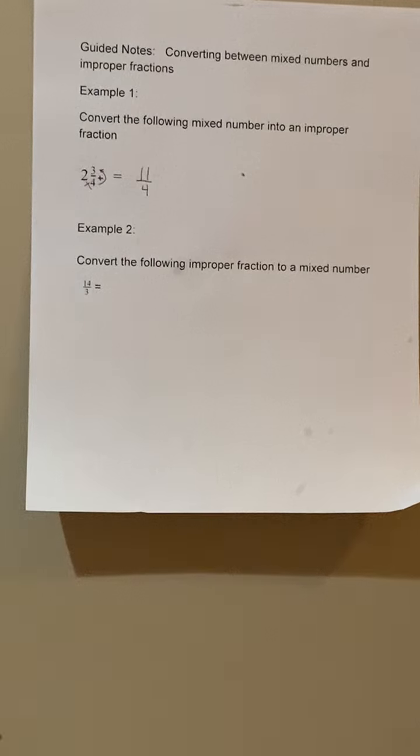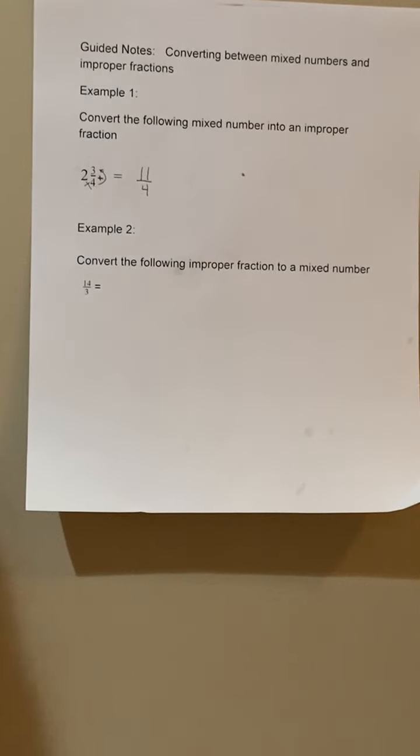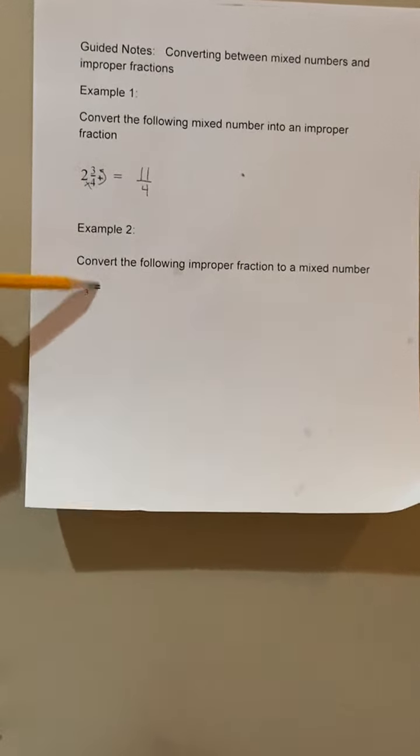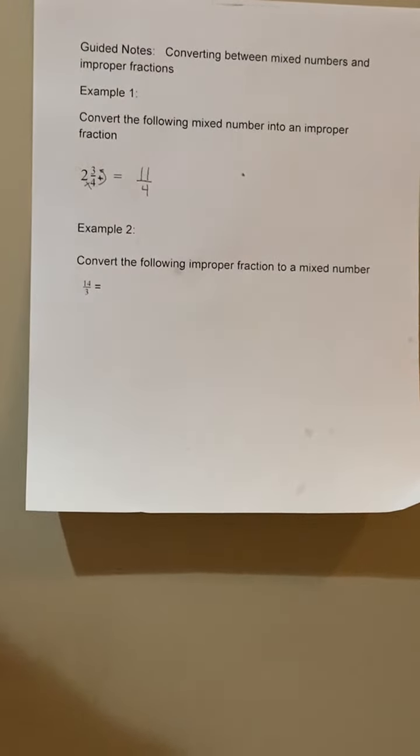Convert the improper fraction to a mixed number. So this is going the opposite way. I have 14/3, and I want to change this instead to a whole number and then a fraction. So here where I multiplied, instead now here I'm going to divide. I have to think about how many times does 3 go into 14.